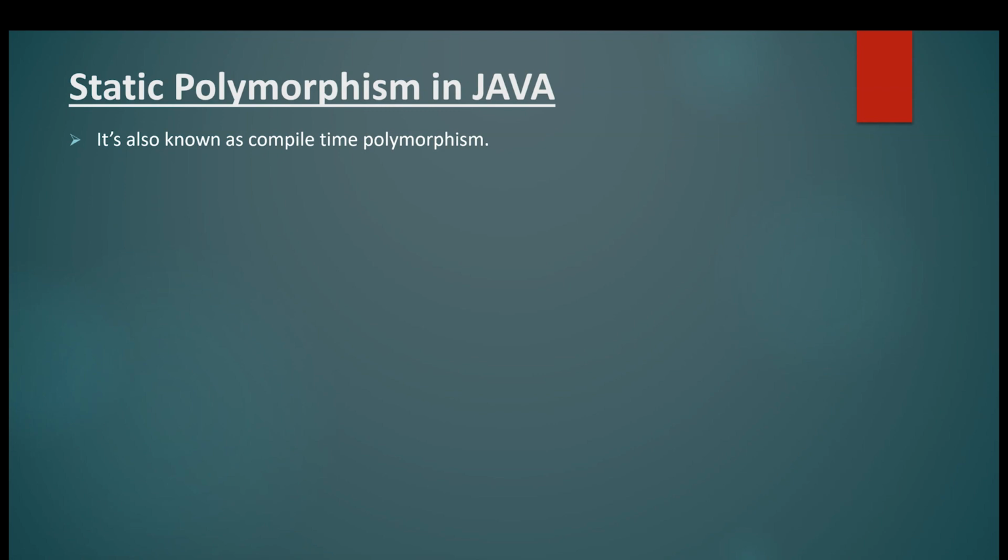What does that mean? It means when the decision about the method call is made at the compile time, based on the method name and method arguments that you are providing while calling the method, then it will be called compile time polymorphism. Okay. And how can we achieve compile time polymorphism? Compile time polymorphism can be achieved by method overloading in Java.